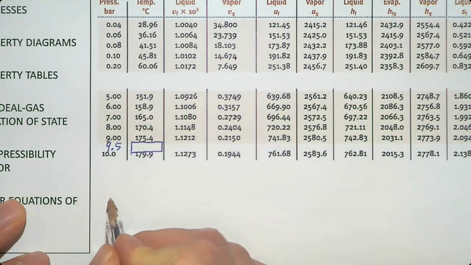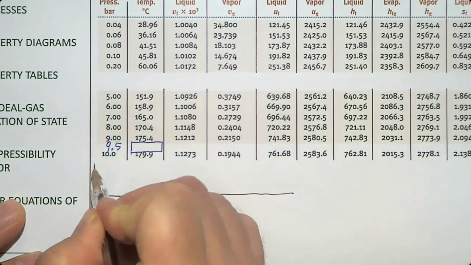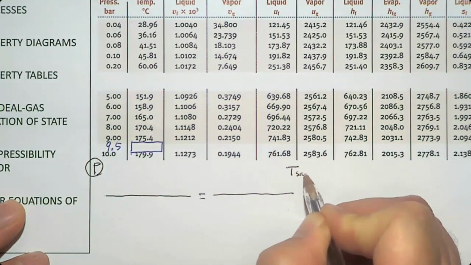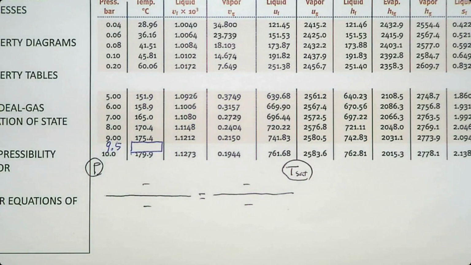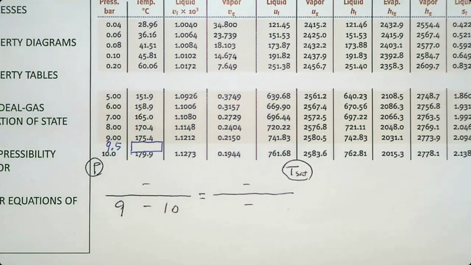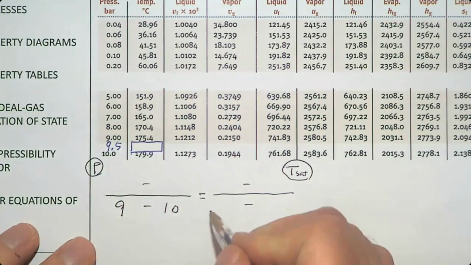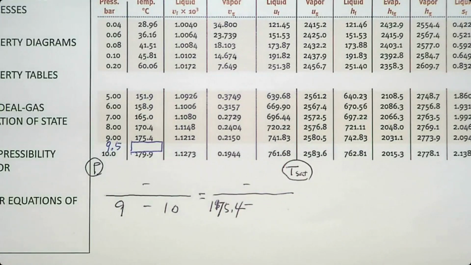So this is how you determine T sat at 9.5. The left-hand side is pressure. The right-hand side is T sat. So what I'm going to write is the lower bound of each property. So here, 9 and 10. The corresponding T sat values at 9 and 10 should be written here. At 9, 175.4. At 10, 179.9.